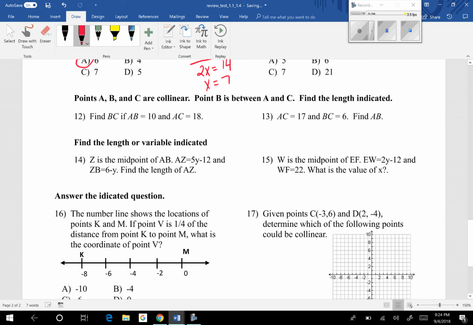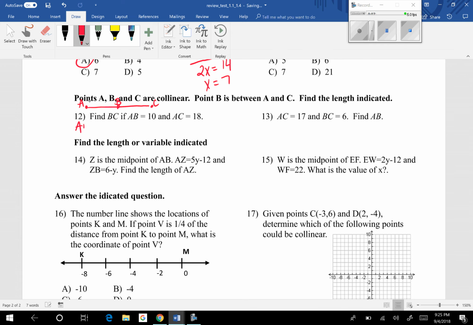Okay, question 12. And you need to use this stuff up here. Points A, B, and C are collinear, so that means they're on the line. Point B is between A and C, and we want to find the length indicated. So here's our picture. We use this picture for all the problems. There's B, there's A, and there's C. So we need to find BC if AB is 10 and AC is 18.